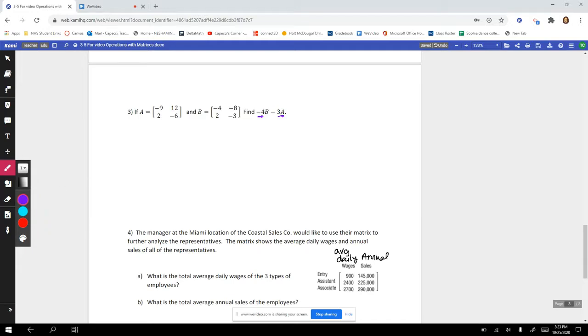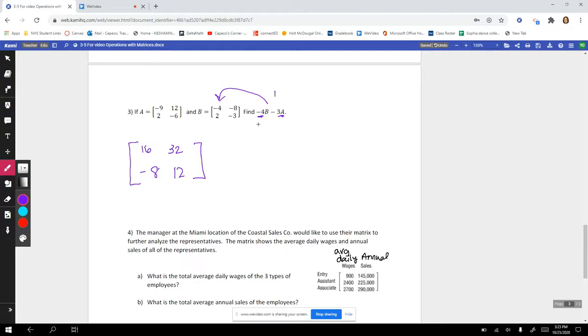So let's start with my -4B. So I have -4 times -9. I'm sorry, -4 times -4. I was looking at A instead of B. That's my mistake. -4 times -4 is positive 16. -4 times -8 gives me positive 32. And then -4 times 2 gives me -8. And then -4 times -3 gives me positive 12. That's the first one.